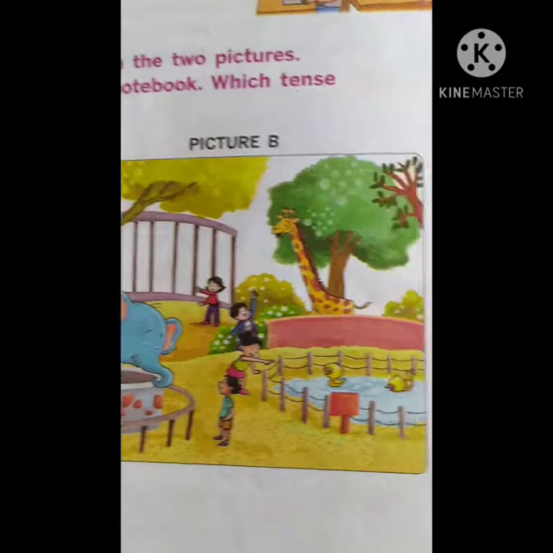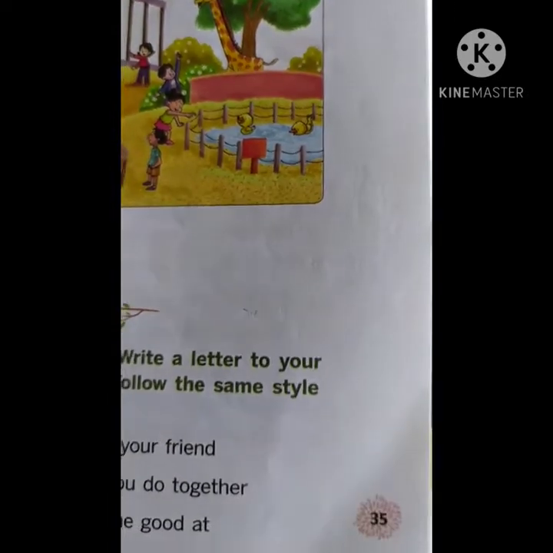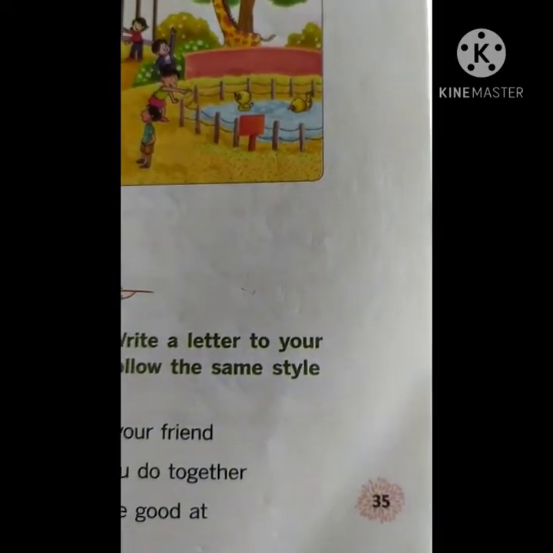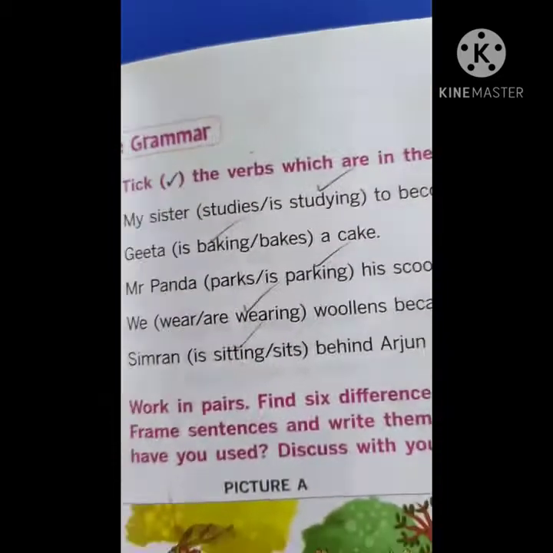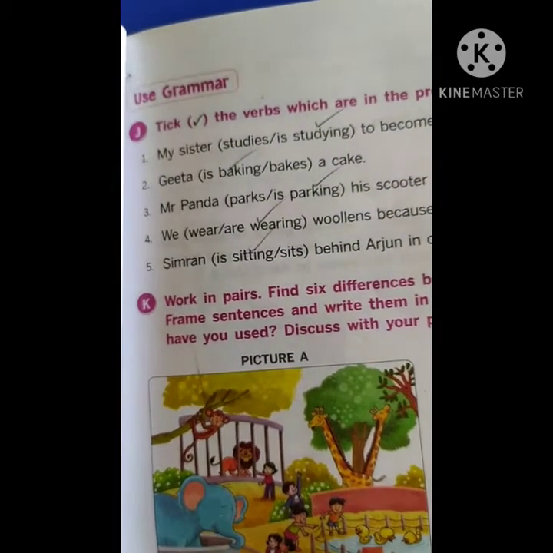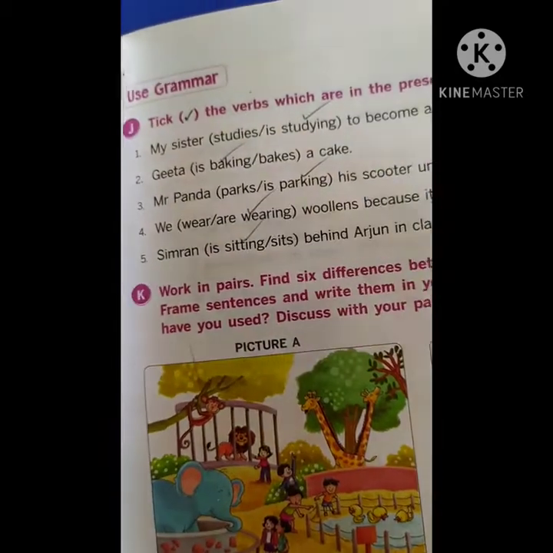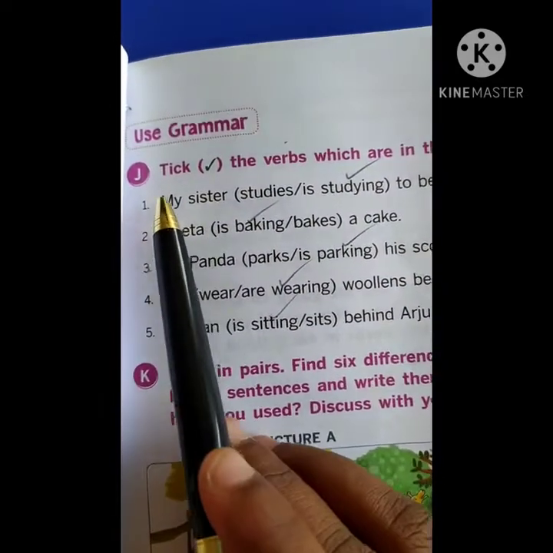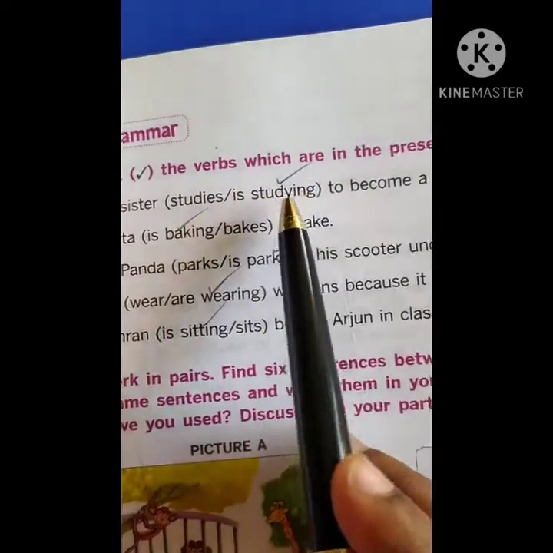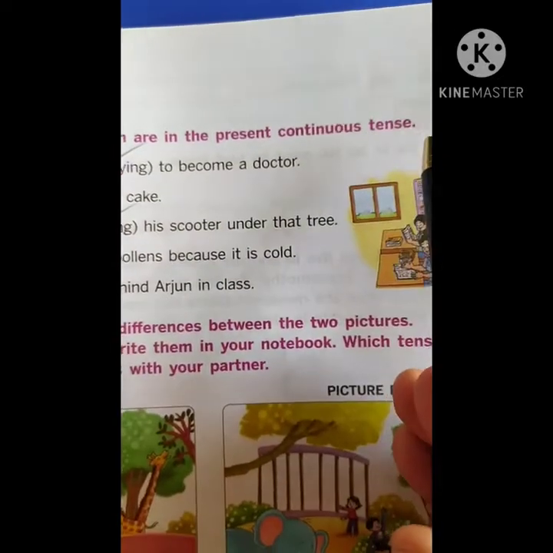Please all of you open page number 35, children. Yes, class 4 children, this is English. What do we have to learn? We have to learn about grammar. Okay, tick the verbs which are in present continuous tense.